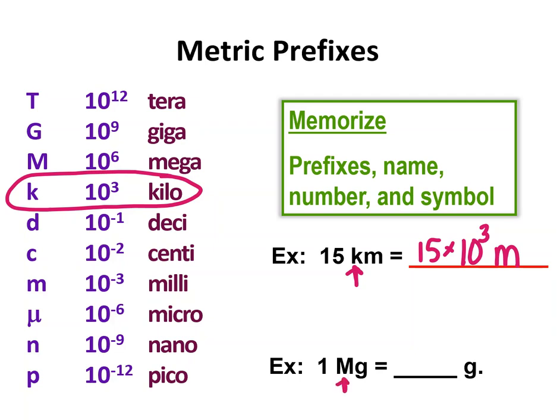On this one, I have the capital M. The capital M is for mega, but capital M means 10 to the 6. So I could just say 1 times 10 to the 6 grams. So I just converted that to grams.